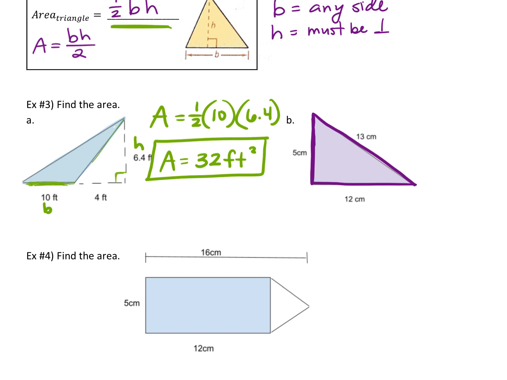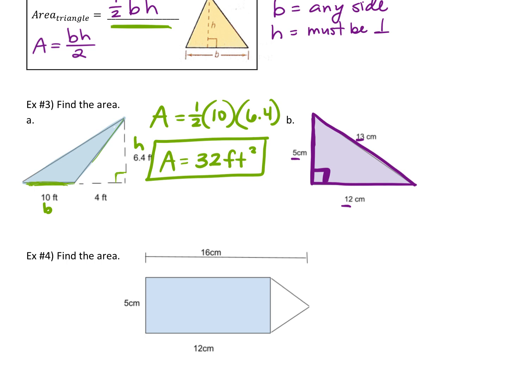Perpendicular. Perpendicular to it. So if you need things that are perpendicular, do you recognize these numbers? 5, 12, 13? It's a Pythagorean triple, right? A squared plus B squared equals C squared. So that means this is a right triangle. Even though they didn't mark it for us, we know it's a right triangle.